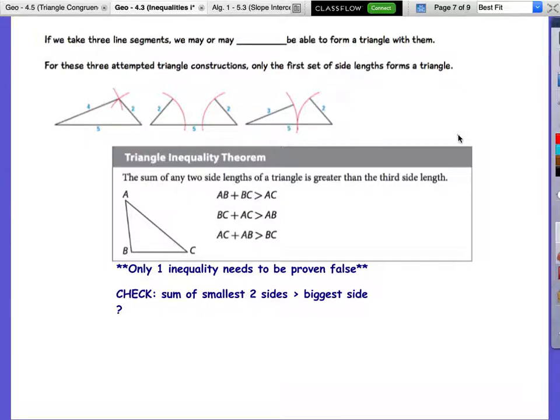So, hey, if we take 3 line segments, we might be able to form a triangle. We also may not be able to, depending on the scenario. If we take any 3 line segments, they may or may not form a triangle. Some of them might, some might not, and it depends on what the lengths are.